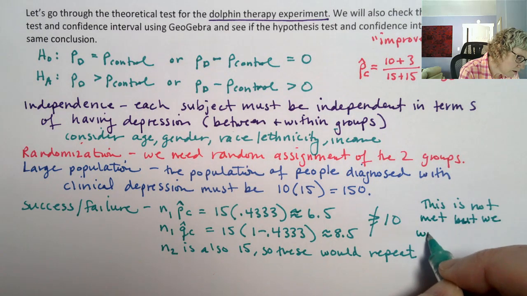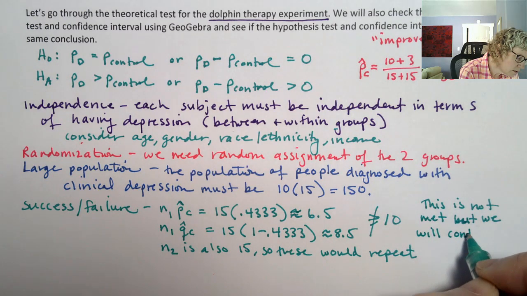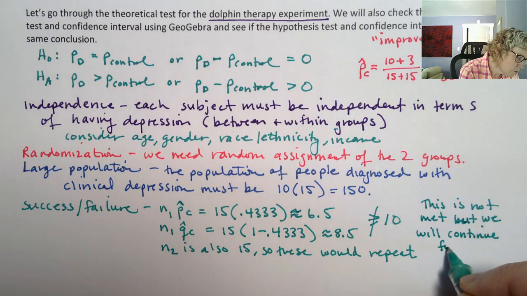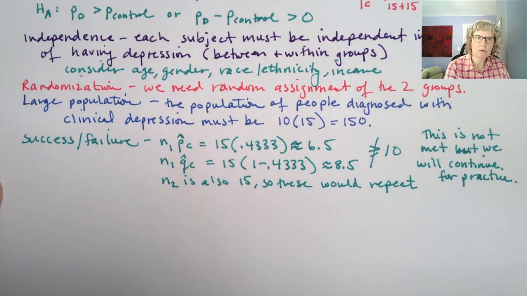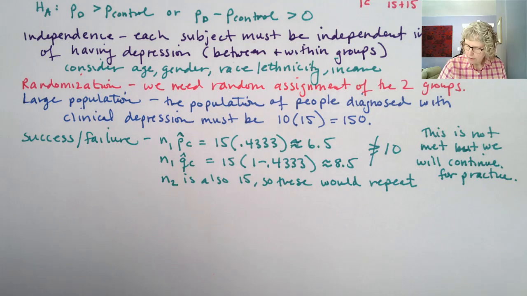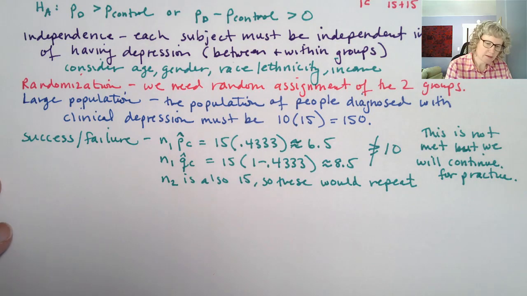But we will continue for practice. Okay, and that will usually be the case. We're always going to do the problem. I try to make sure they're met, but it could happen where they're not. So we're going to do it for practice. Okay, great. So the next step, let's go to our steps.